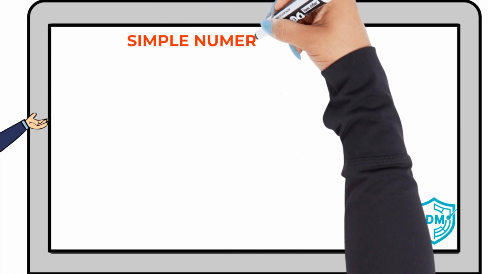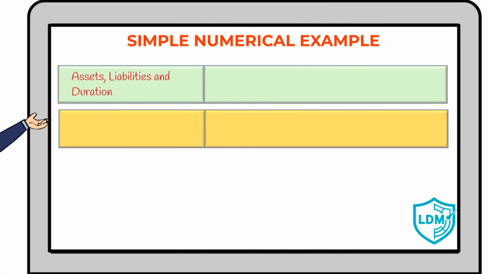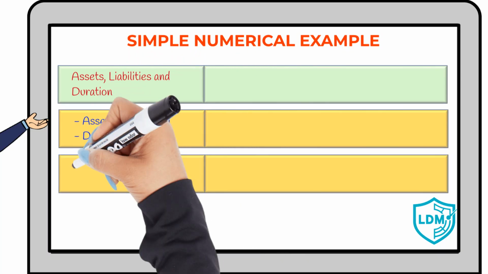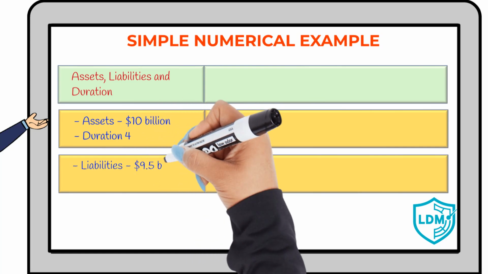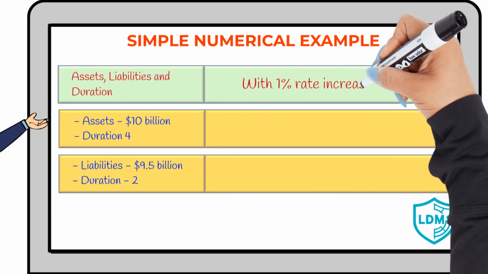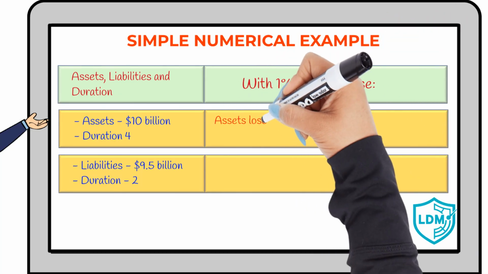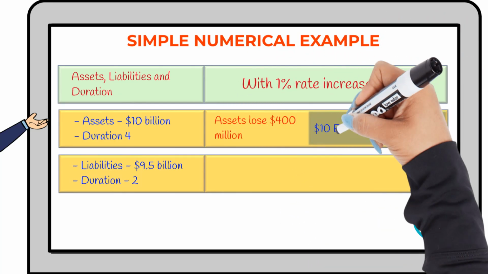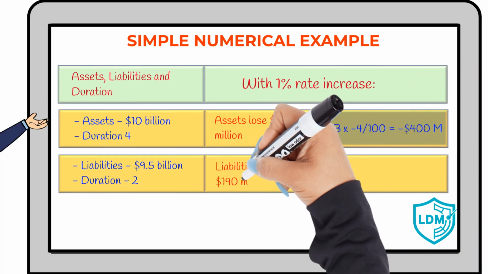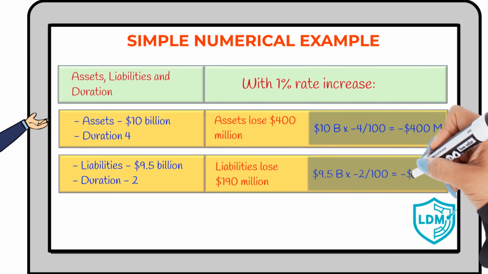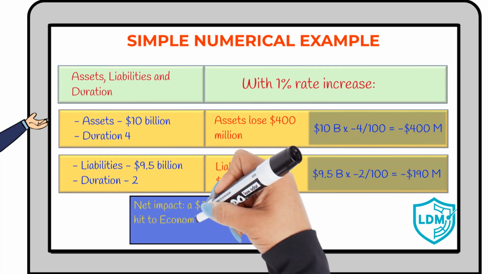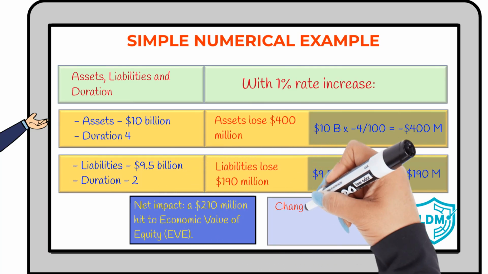Let's take a simple example of a bank with assets worth $10 billion, duration 4. Liabilities worth $9.5 billion, duration 2. A 1% rate increase would cause assets to lose $400 million and liabilities to lose $190 million. Net impact: a $210 million hit to economic value.